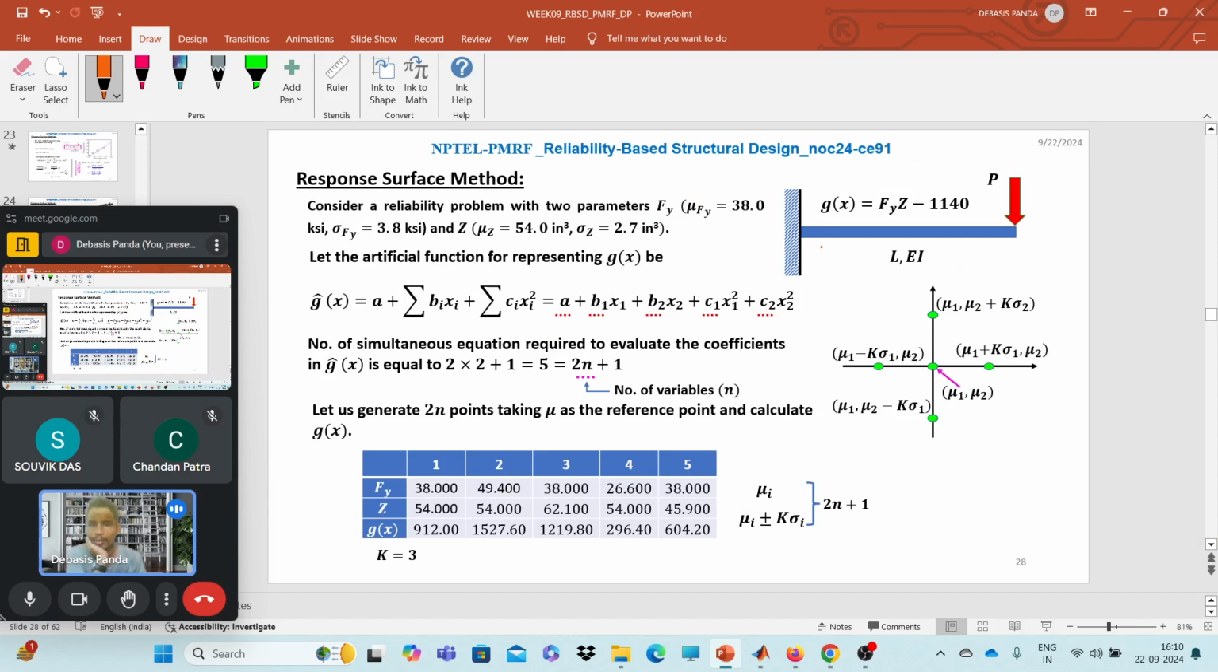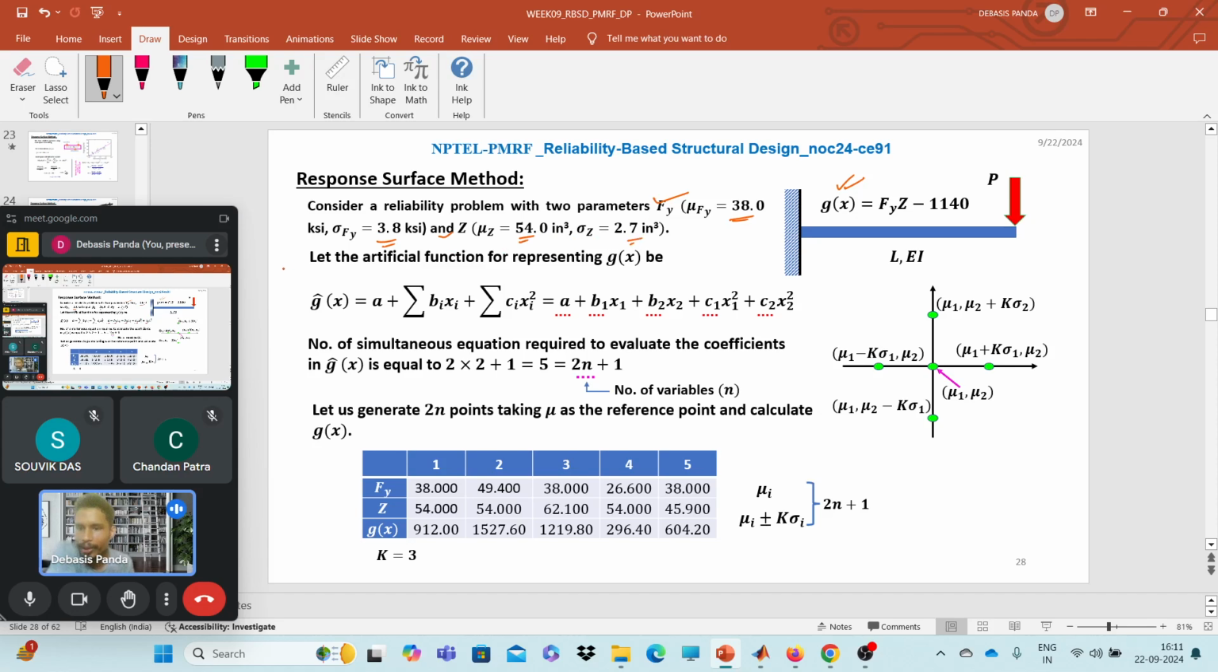For this example, let's see, we have this cantilever example. Here the limit state is already defined, but for the time being consider that we don't have the limit state, we have only two random variables, fy and z. For fy, the mean value is given as 38 and the standard deviation is given. For z, the mean value and standard deviation are given.